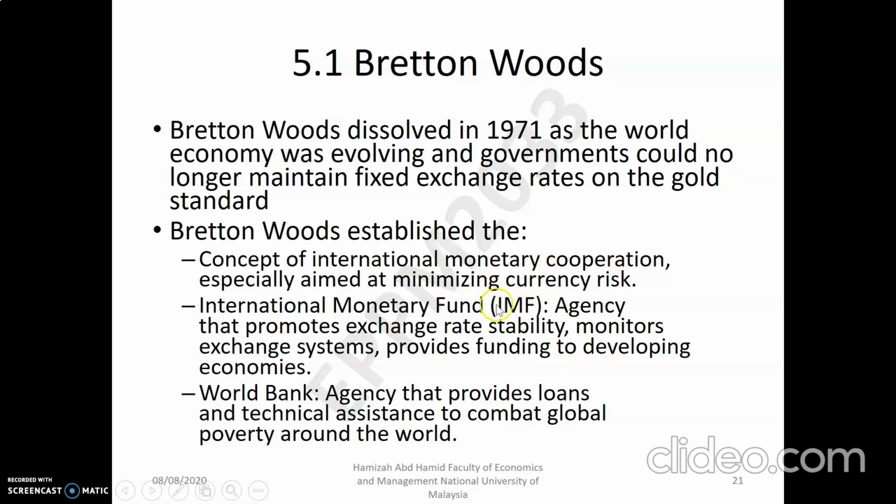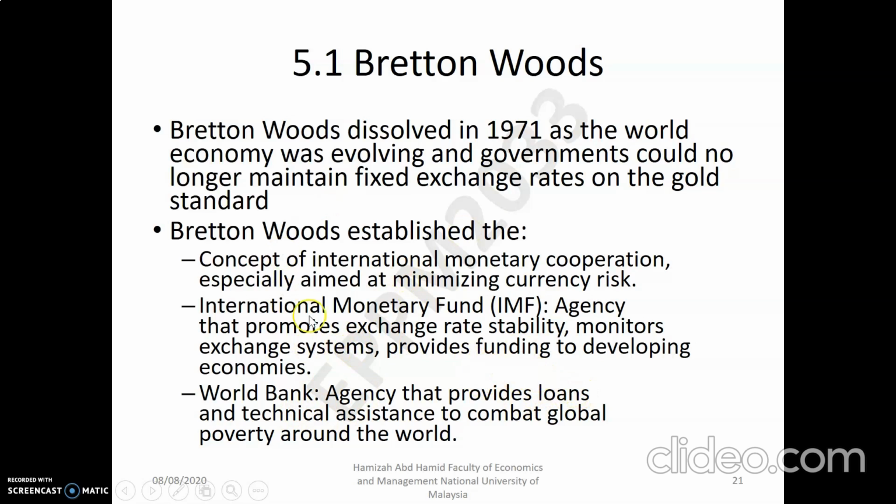Bretton Woods also established the International Monetary Fund. This is an agency that promotes exchange rate stability. This agency also monitors the exchange rate system and provides funding for developing economies. Also, the Bretton Woods Agreement established the World Bank, which is an agency that provides loans and technical assistance to fight global poverty around the world.